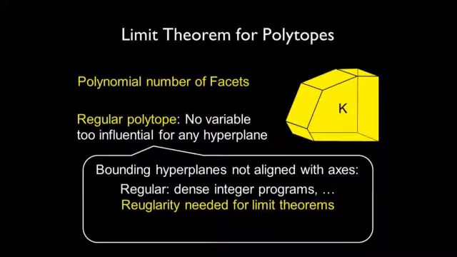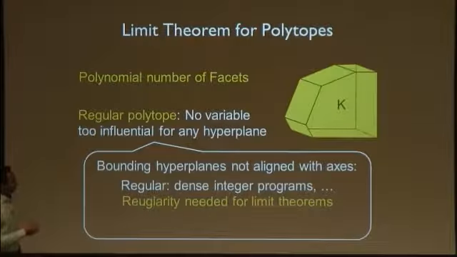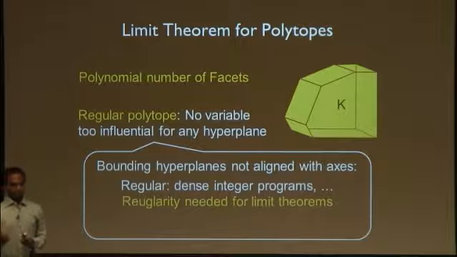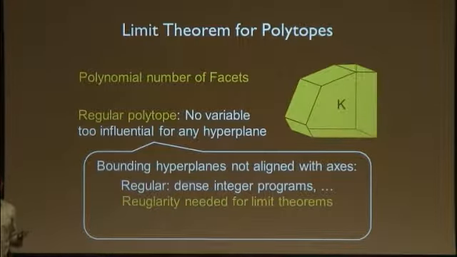And regular polytopes appear reasonably commonly in dense integer programs and so on. But most importantly, regularity is needed for such central limit theorems. Without regularity, you cannot have a central limit theorem, so it's a reasonable assumption to make.